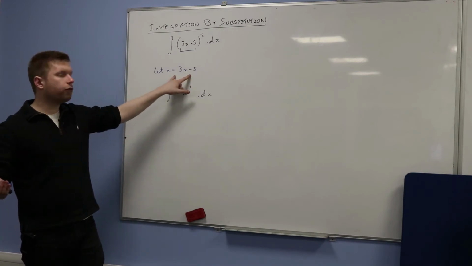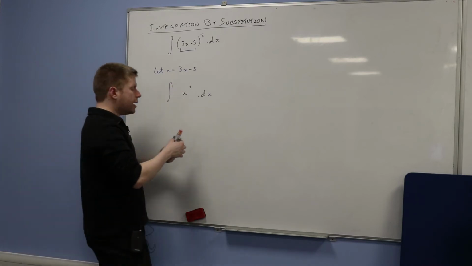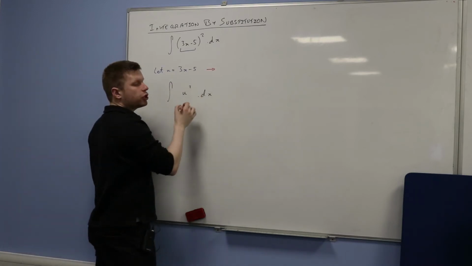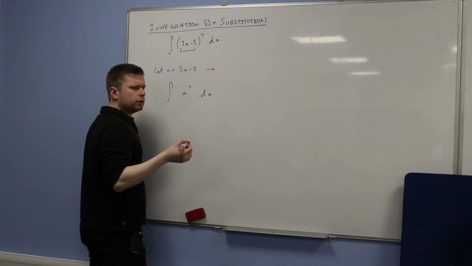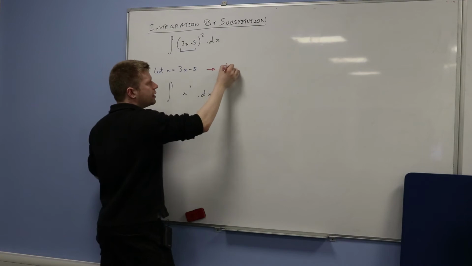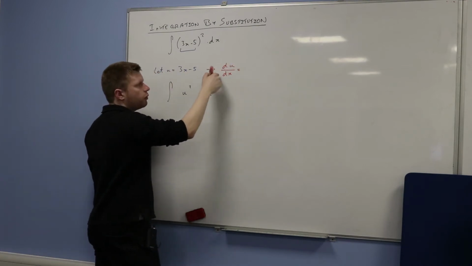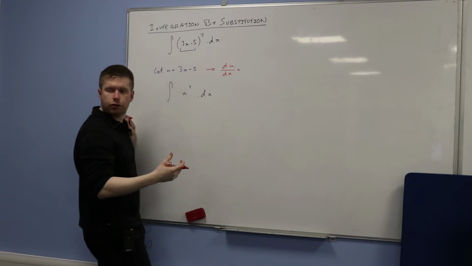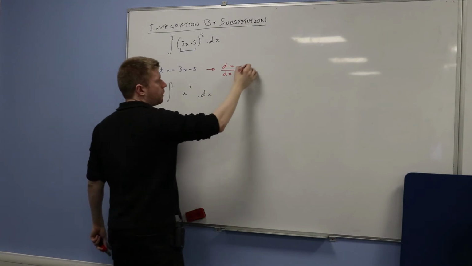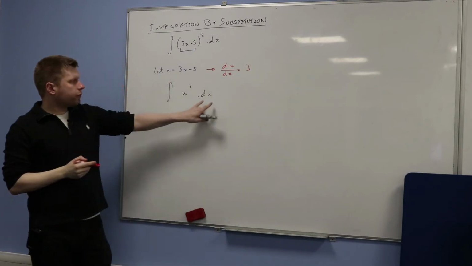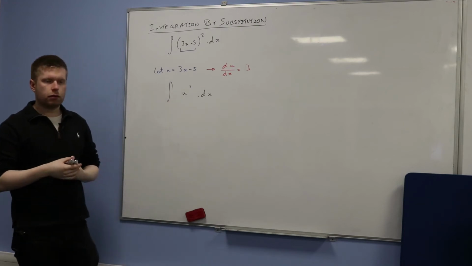Right. So we've got u equals, so u is a function in terms of x. In other words, we could differentiate this. Now, if we differentiate it, what's it going to be? Because it's a function of u in terms of x, so du by dx. Okay? Now, what is the derivative of this function? 3. It's 3. Now, remember, I'm after dx. How could I find that from here?